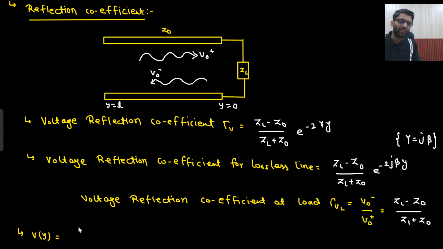How can I write my V(y) equation? What was my V(y) equation? V0 plus e to the power... Now I am writing for a lossless line. If you are writing for a lossless line, then gamma will be replaced with j beta.